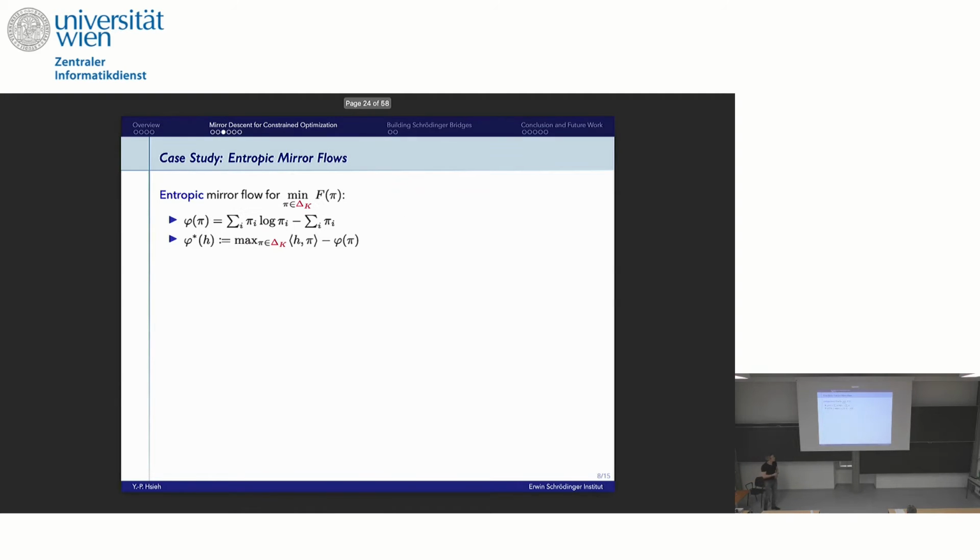Okay, so for instance, let's consider one of the most important constraints in optimization or machine learning, which is the simplest constraint. So I want to consider a minimization problem, but subject to the simplest constraint. And on this constraint, there's a standard convex function, just the entropy. And here I also recorded the definition of the convex conjugate.